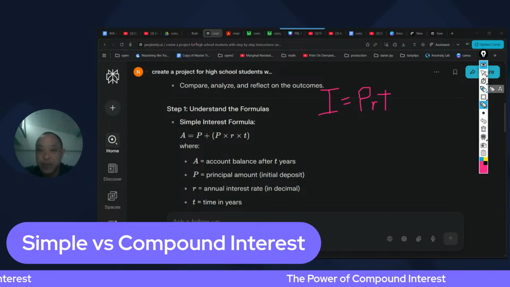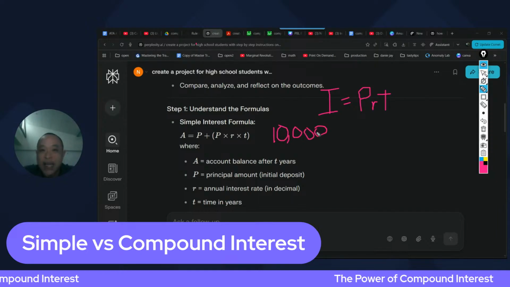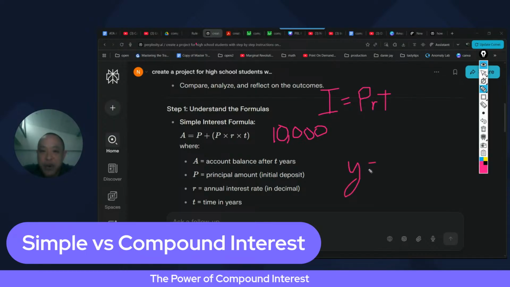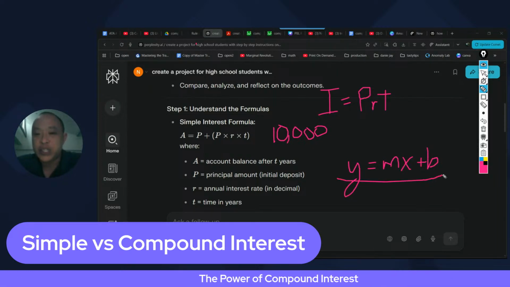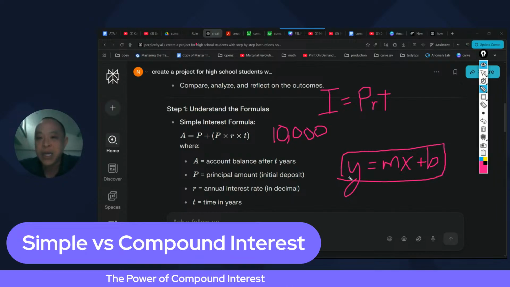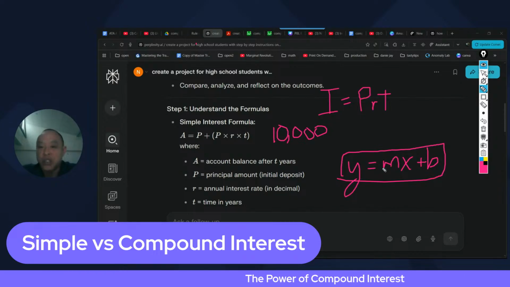So, for example, let's say you have $10,000 in your account, right? This is basically your y-intercept. If you're familiar with algebra, we have this formula called y equals mx plus b, and this is a linear equation. It's a straight line because you're just taking your initial amount and you're adding a constant slope or constant rate.